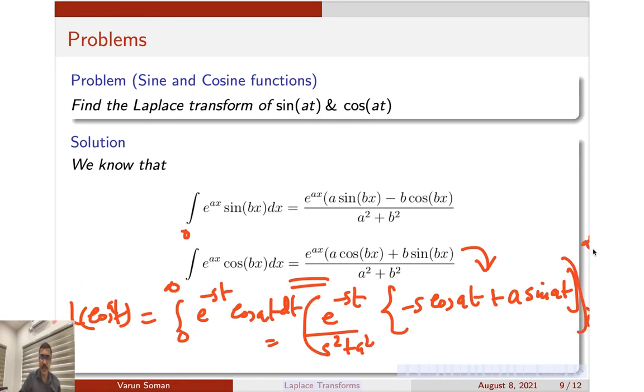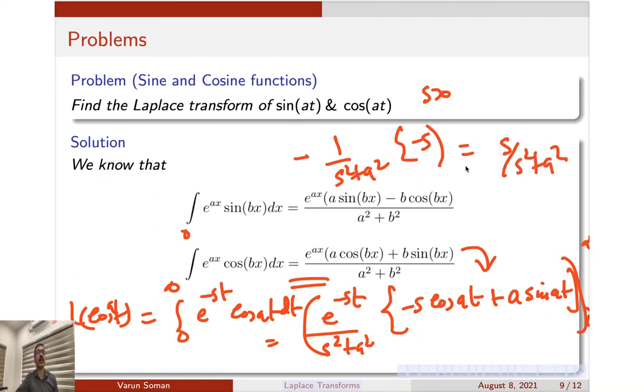Once I apply infinity here, e raised to minus infinity will be 0, provided s is greater than 0, so no need to look at that one. When you apply 0, I will be getting minus of e raised to 0, which is 1, so it is 1 by s square plus a square, into the brackets. When you apply t as 0, you will be getting minus s into cos 0, which is 1, plus a into sin 0, so you will be getting simply s by s square plus a square.